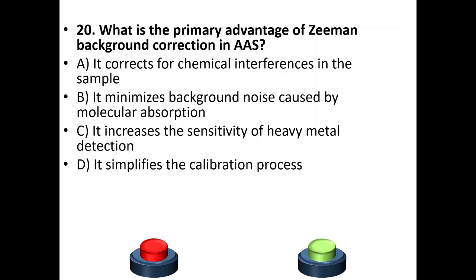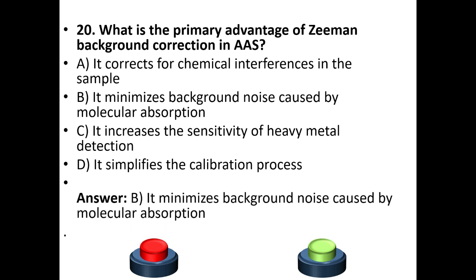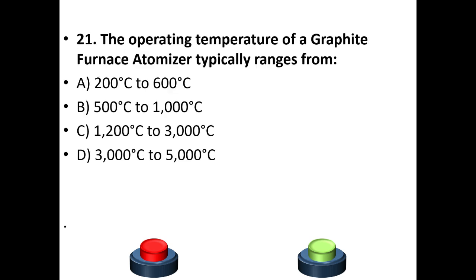20. What is the primary advantage of Zeeman background correction in AAS? It corrects for chemical interferences in the sample. It minimizes background noise caused by molecular absorption. It increases the sensitivity of heavy metal detection. It simplifies the calibration process. Here option B is correct. It minimizes background noise caused by molecular absorption.